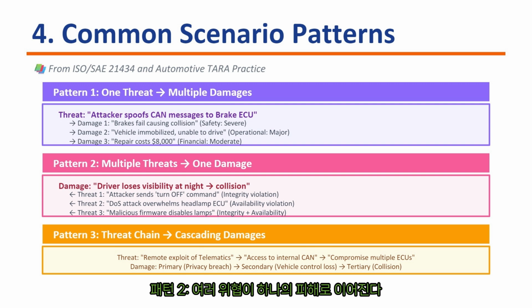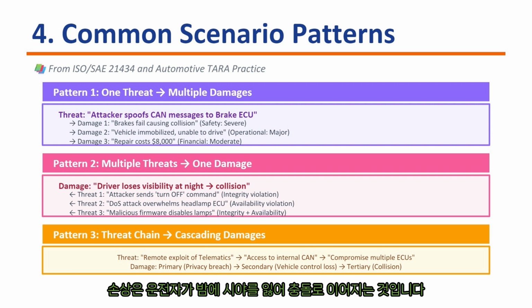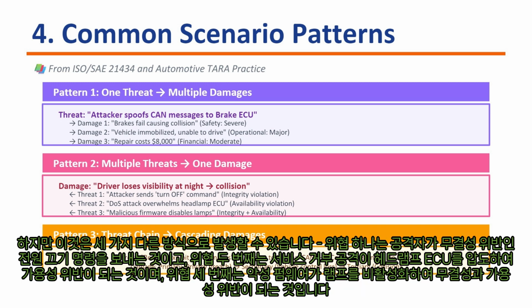Pattern 2. Multiple threats lead to one damage. The damage is driver loses visibility at night, leading to collision. But this can happen three different ways. Threat 1 is attacker sends a turn-off command, which is an integrity violation. Threat 2 is a DOS attack overwhelms the headlamp ECU, which is an availability violation. Threat 3 is malicious firmware disables the lamps, which is both integrity and availability violation.